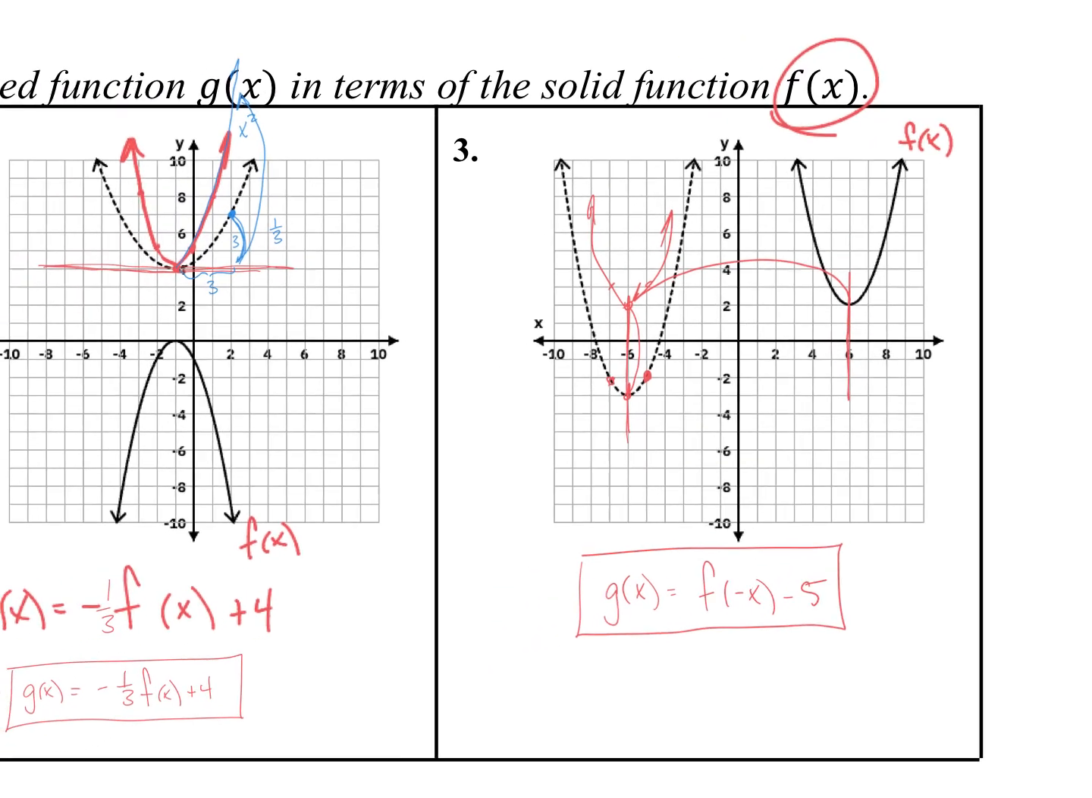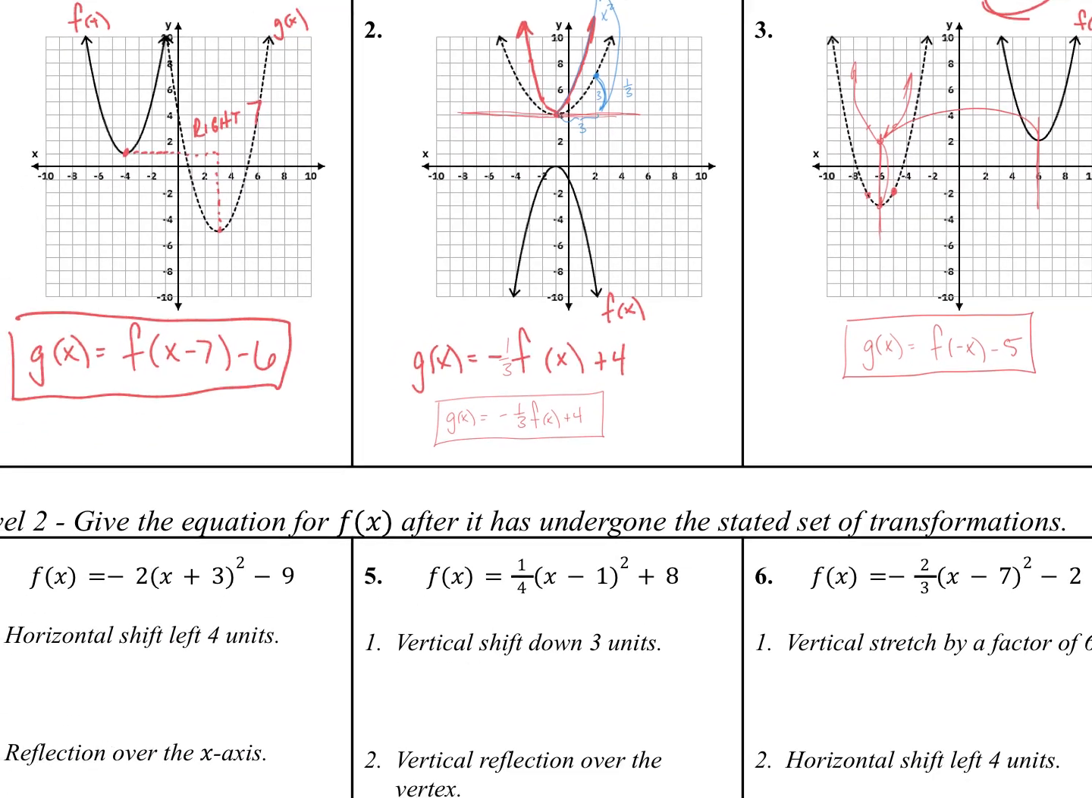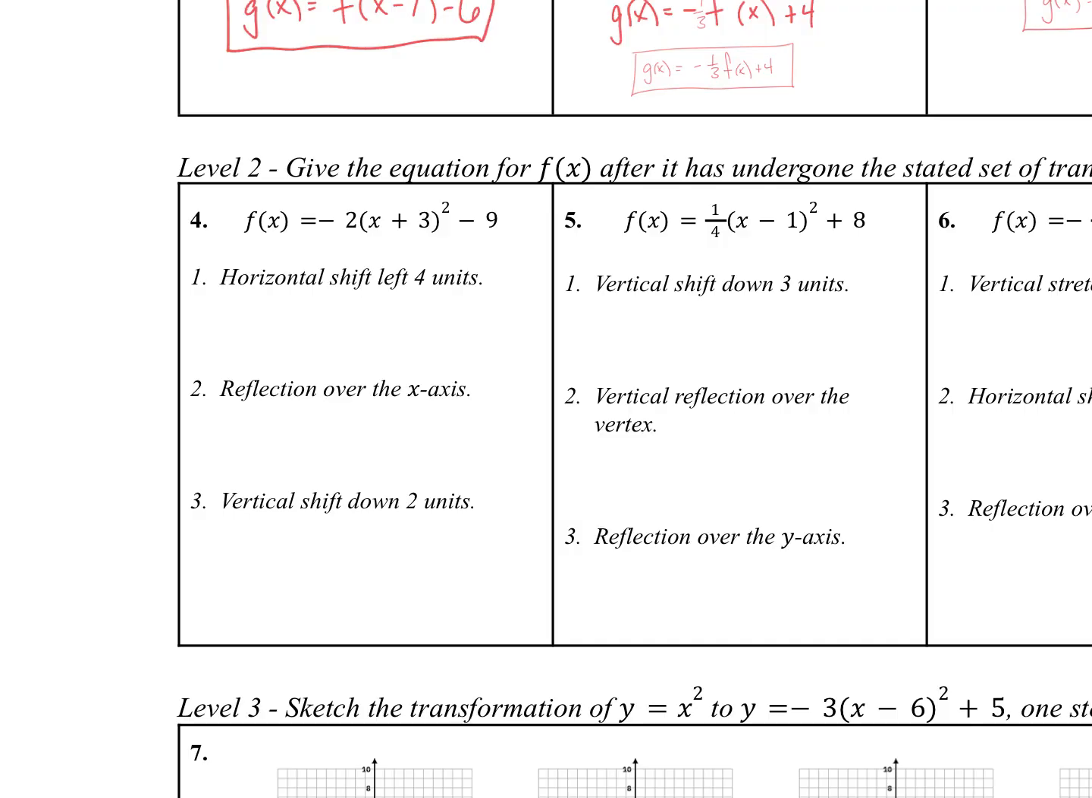So that's that initial exercise, which is just understanding what you're doing to a function without the actual equation itself. We're just using function notation and rewriting g of x in terms of f of x. Now for 4 and 5 and 6, we're actually going to give the equation.